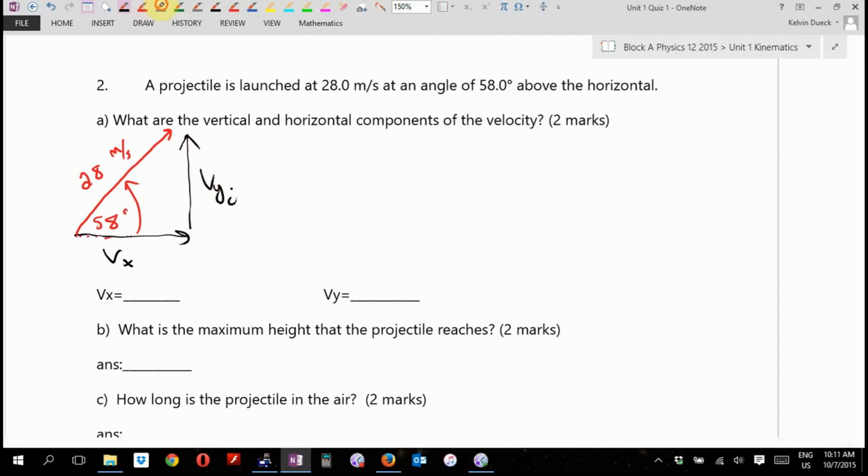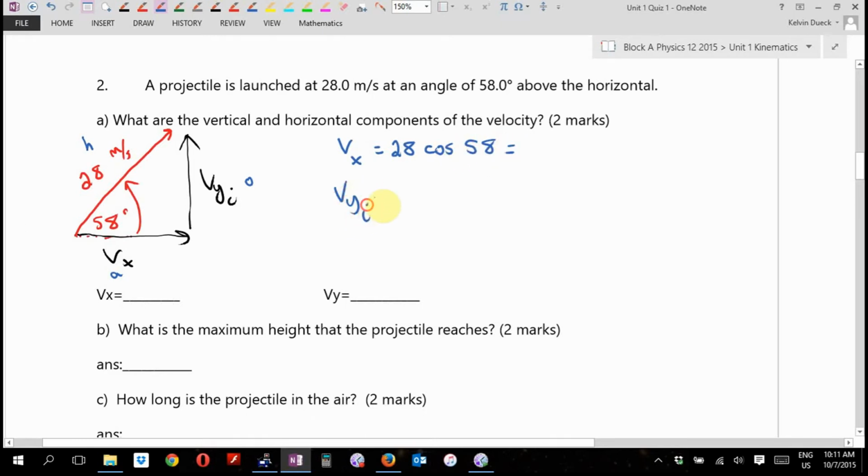Again, if you blank out, it's opposite over hypotenuse, which trig function is Vy? It is sine, if you forget, though. And it's adjacent over hypotenuse, which trig function is Vx? Of course it is cosine. Okay. I think Vx ends up being 28 cos 58, and Vy initial ends up being 28 sin 58.